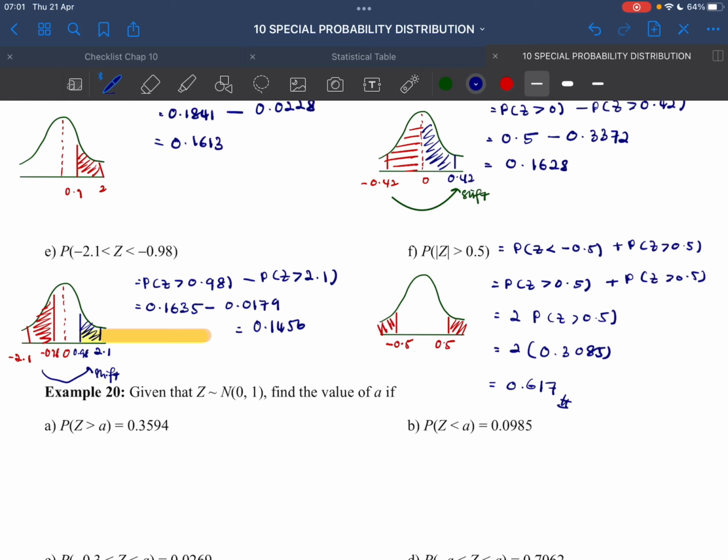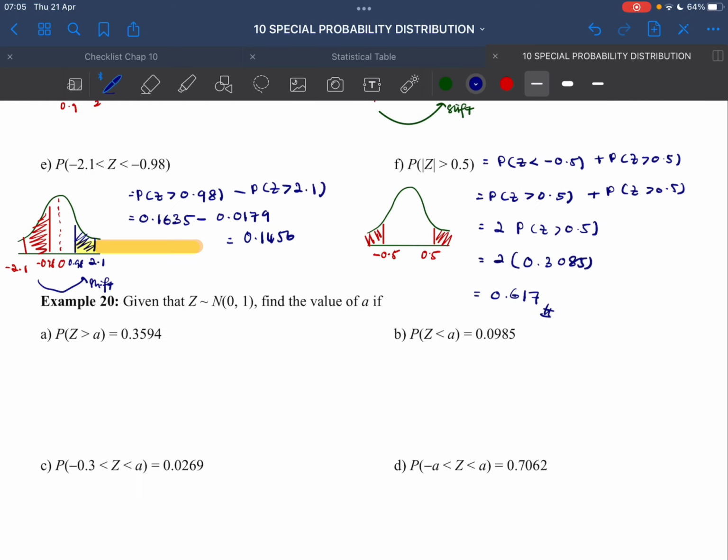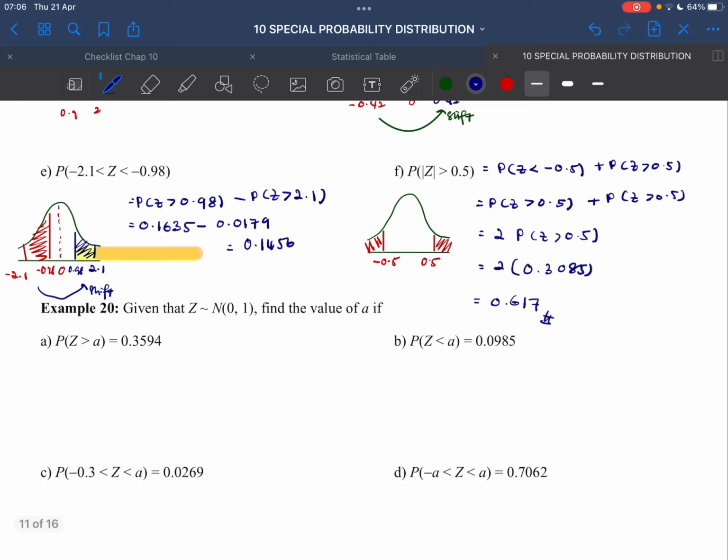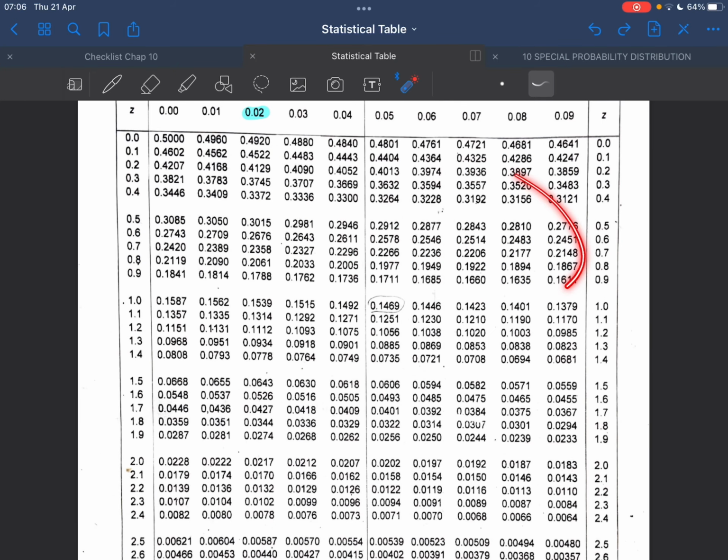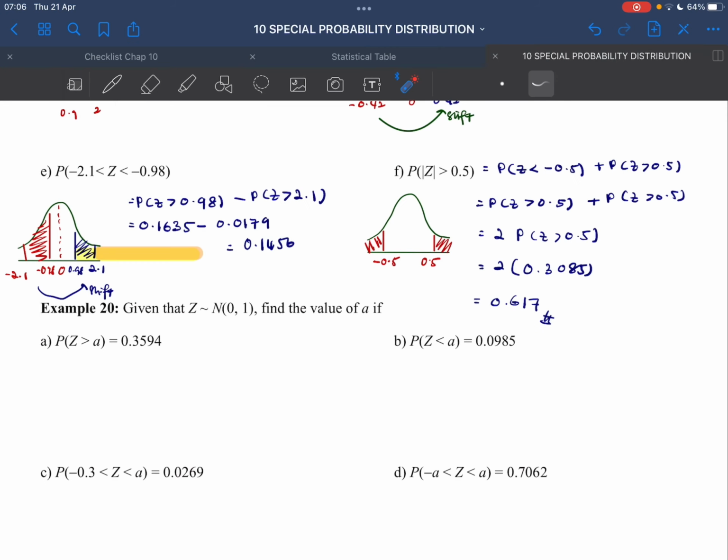Okay, so let's see the last example here. For the standard normal distribution, we have to find the value of A if P(z greater than A). So in the previous question we wanted to find the probability, but now the probability is given to us. Instead of finding the probability here, we are going to find this value here. So how are we going to do that? We just make sure it is z greater than A, and as you can see from here, it's already greater than A.